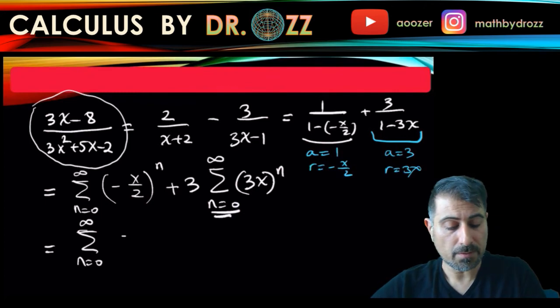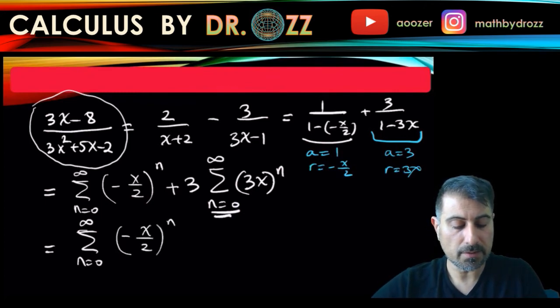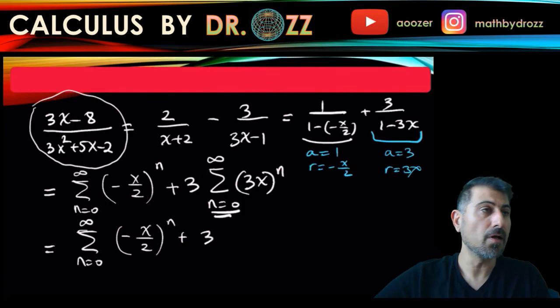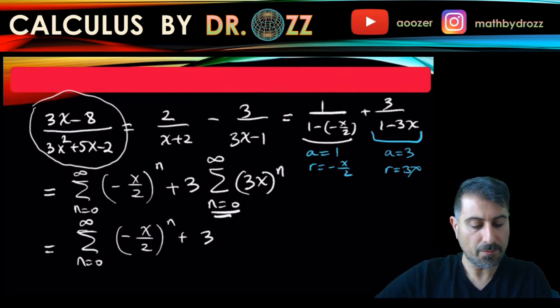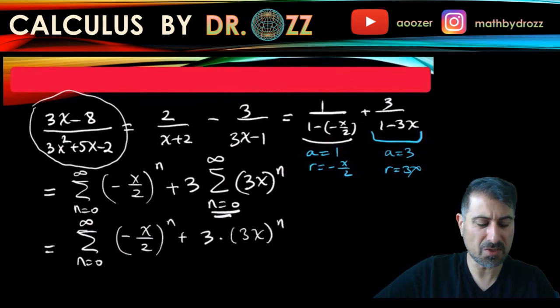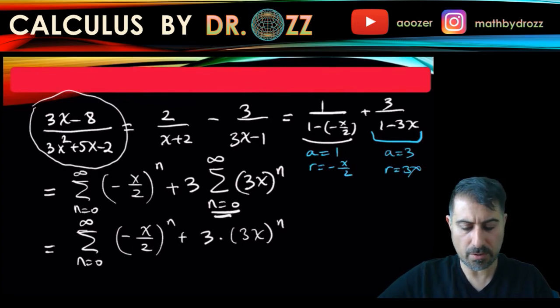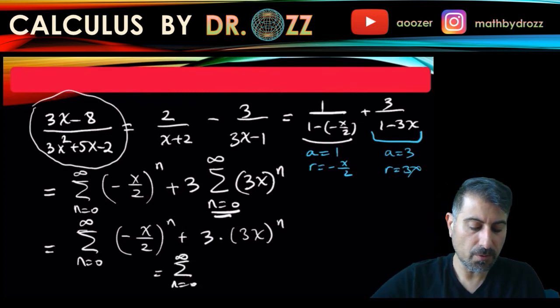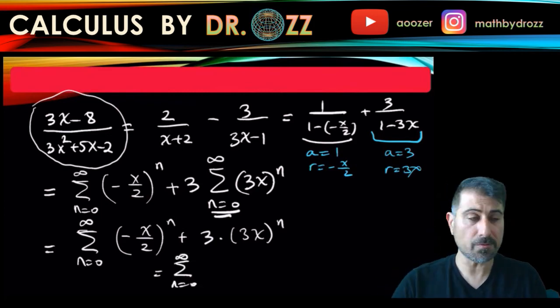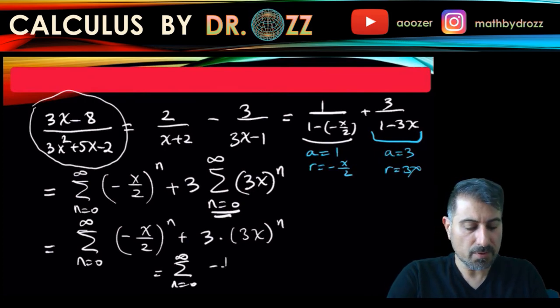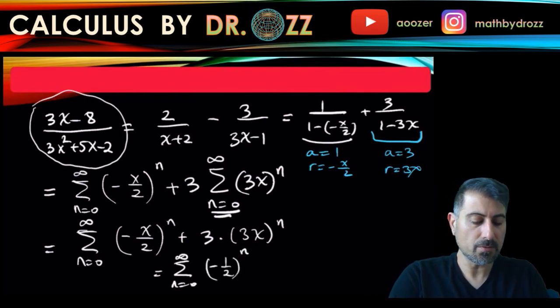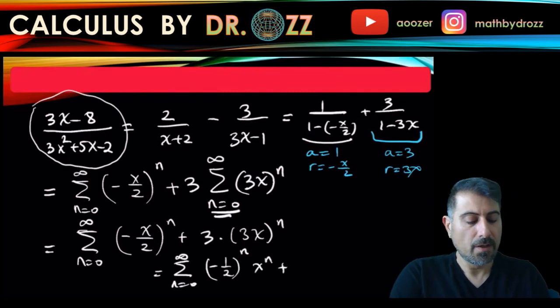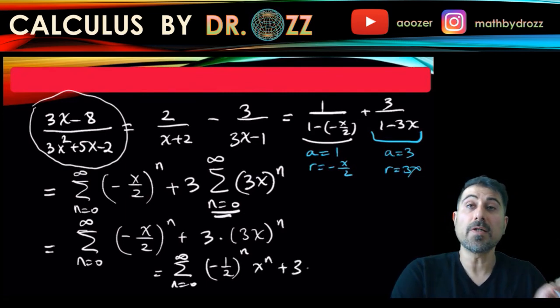Okay, so I'm gonna rewrite this as 3 times 3x to the power of n. Okay, can we simplify this further? I think we can do that, right? Let's just work on that. So I'll just continue from here. First of all, this is minus 1/2 times x to the power of n. So why don't we separate the minus 1/2 part? Okay, and then I have 3 times 3 to the n x to the n.